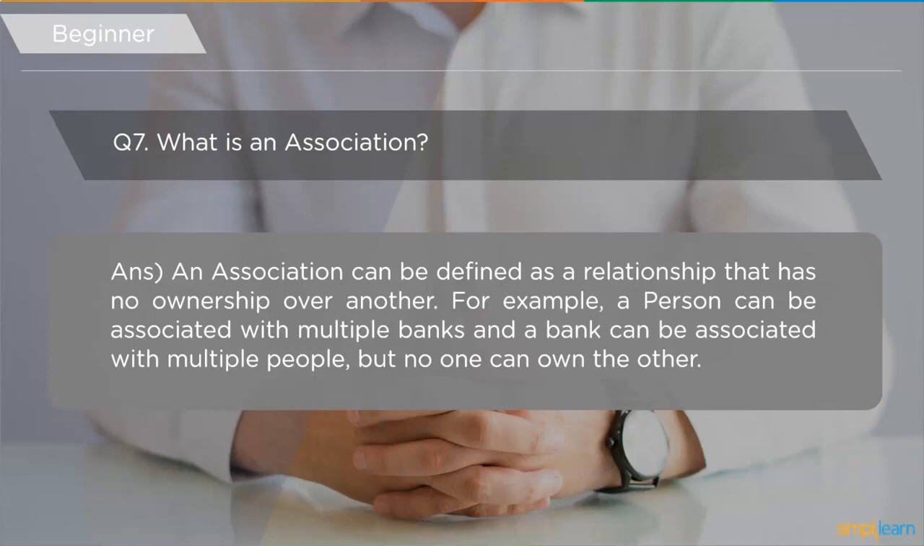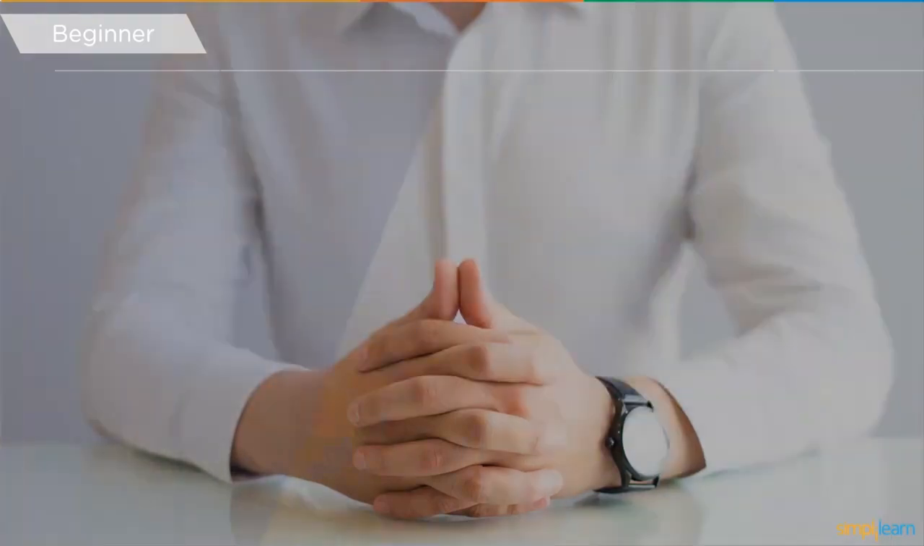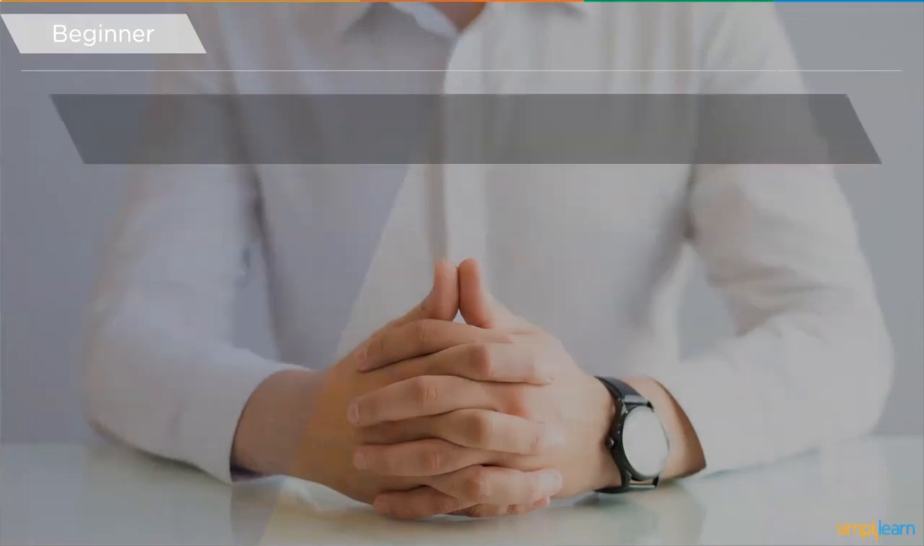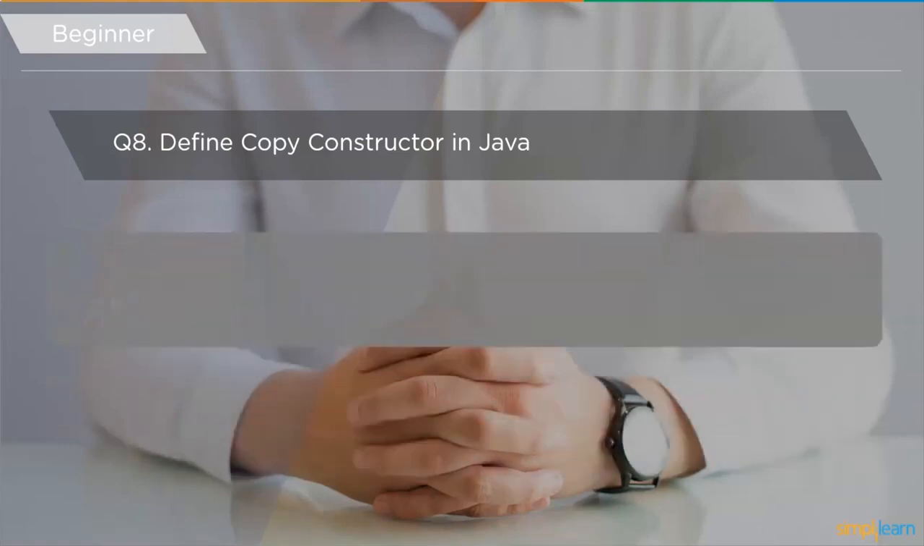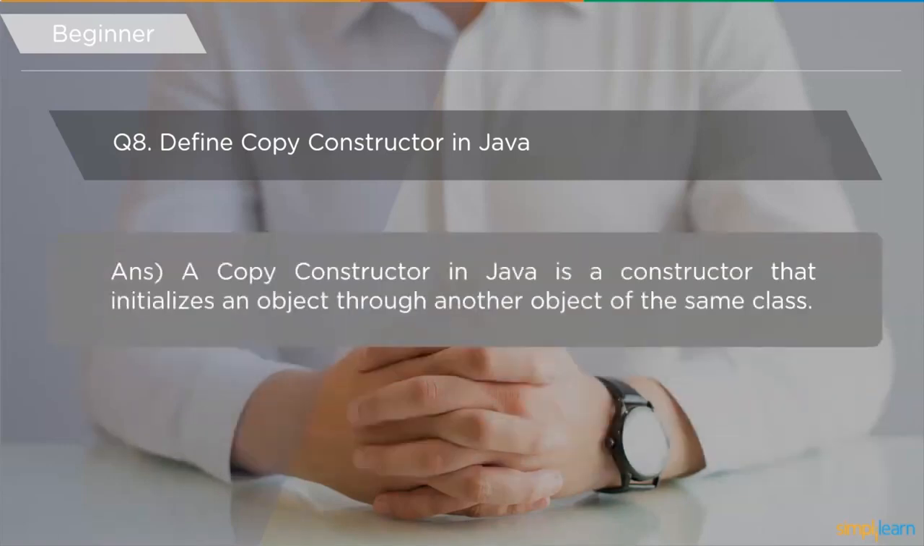Now followed by the seventh question, we have the next question, that is the eighth question. Define copy constructor in Java. So the answer for this question is as follows. A copy constructor in Java is a constructor that initializes an object through another object of the same class.